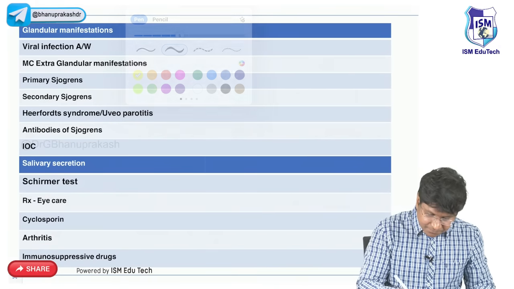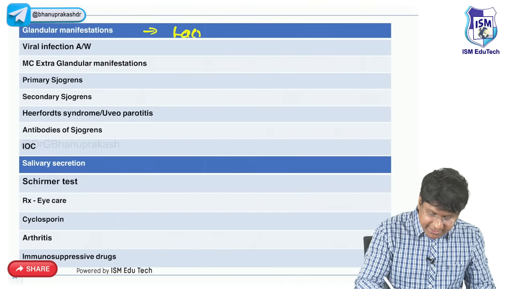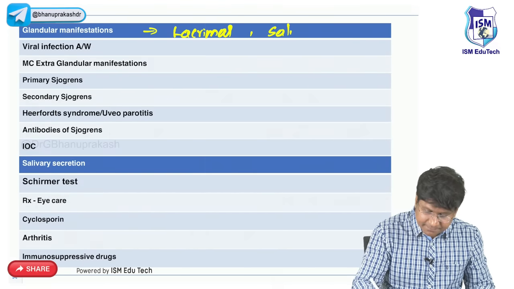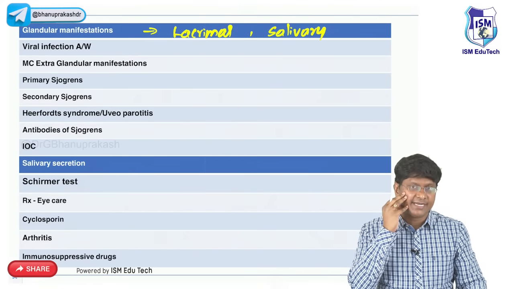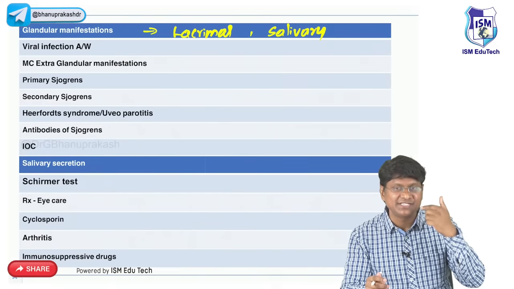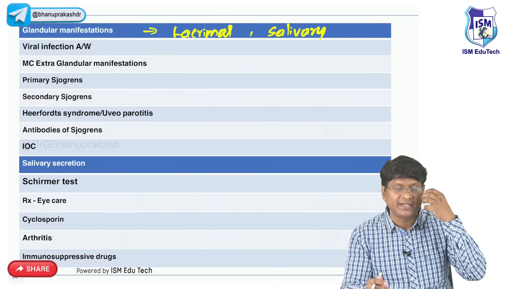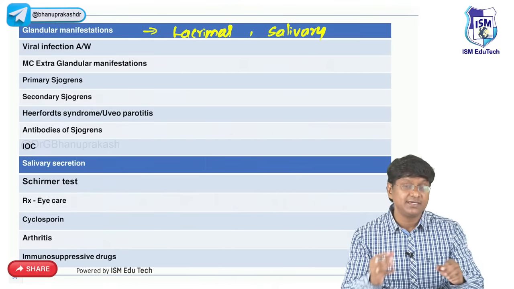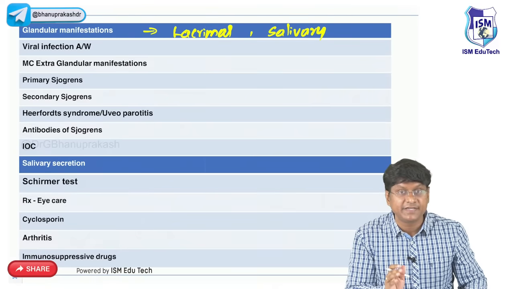So what will be the glandular involvement? The involvement of the lacrimal gland and the salivary gland. With involvement of the lacrimal gland, the tear secretion will be reduced. So there will be dry eyes, and the individual will have itching and burning sensation within the eyes. With decreased salivary secretion, there will be dry mouth, and the individual will have difficulty in swallowing.